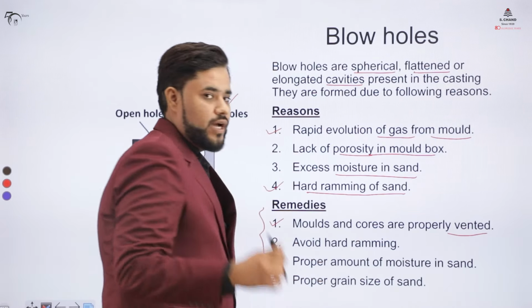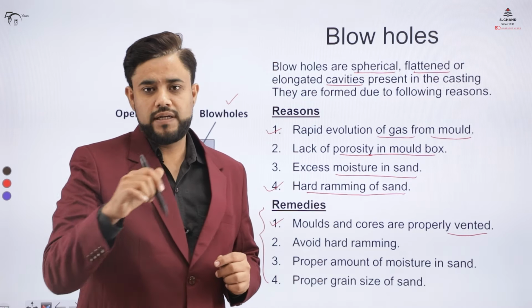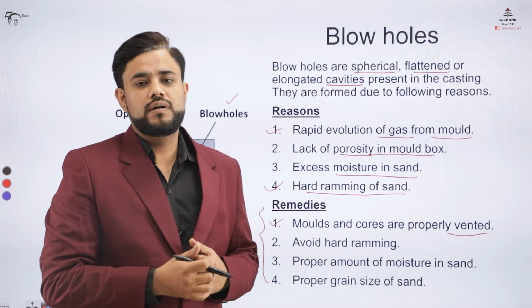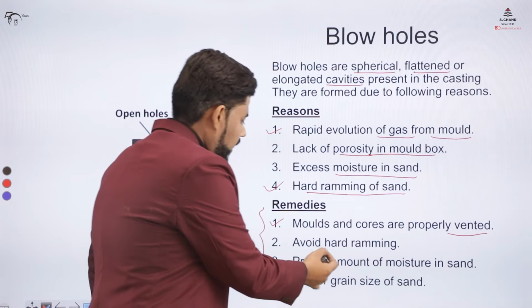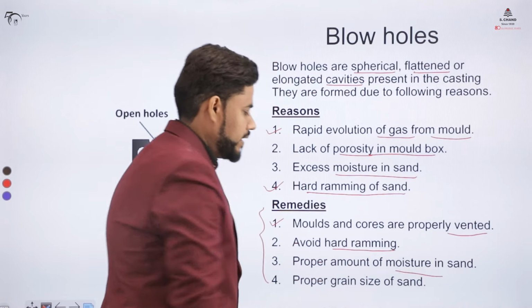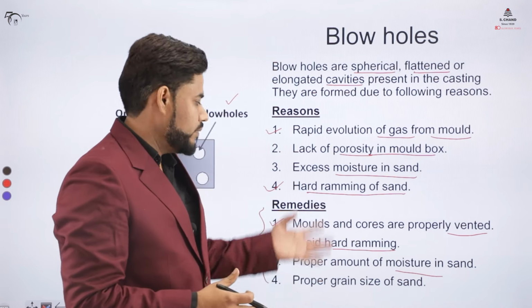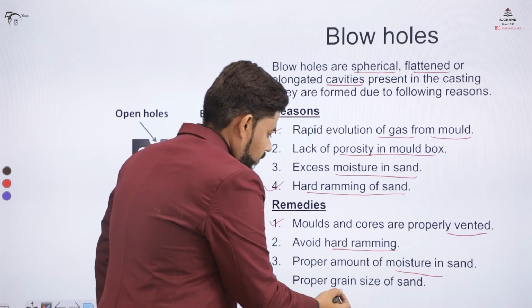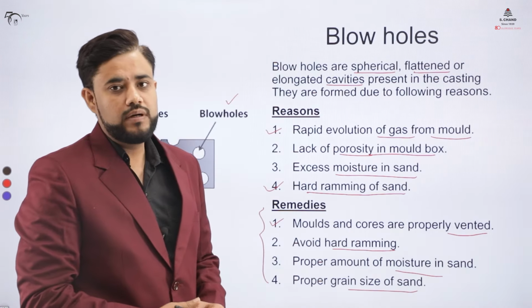The probable remedies for not having blowholes in future would be that the mold and the cores are properly vented. We have to perform the venting operation in which we create certain holes on the surface of the sand so that the gases get sufficient space in order to be released. Then hard ramming should be avoided, and a proper amount of moisture should be maintained in the sand. While preparing the sand for this casting process, we have to make sure that the moisture is intact. Proper grain size of the sand should be selected so as to avoid this blowhole defect.